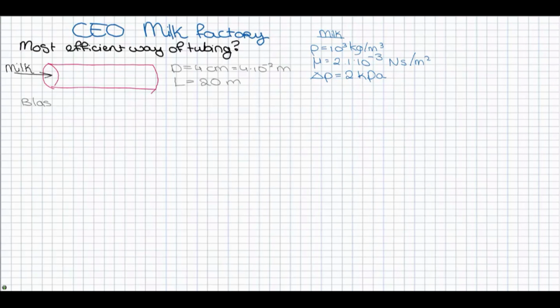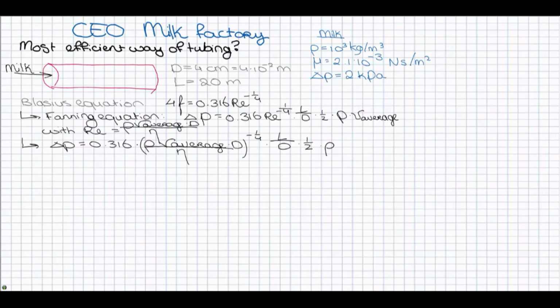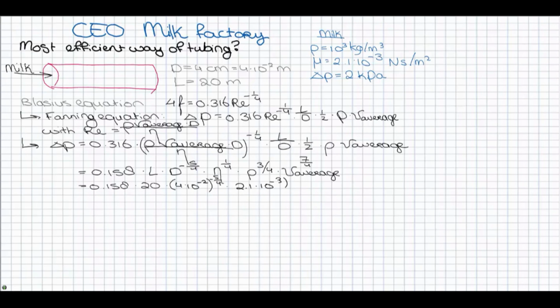The question states that you need to use the Blasius equation, which is the following equation and which depends on Reynolds number, which is of course this. If we fill the Blasius equation in the Fanning pressure drop equation, we get the following equation. Of course, we can fill in Reynolds number in the Fanning equation, and by doing this we can simplify the equation and are able to eliminate the velocity.